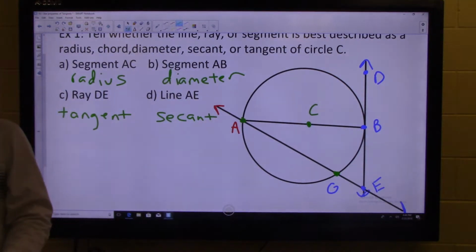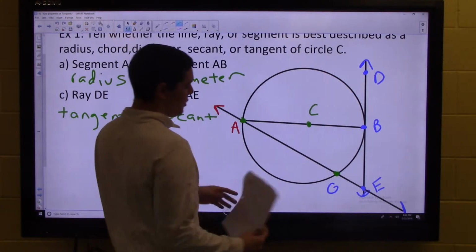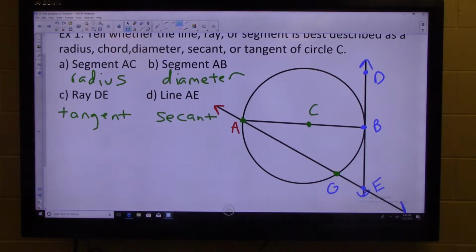So secants and chords are very similar. There's not a whole lot of difference. A chord has endpoints on the circle, a secant doesn't. So that's the difference. All right? So that's pretty much it for that problem. All right, let's keep going.